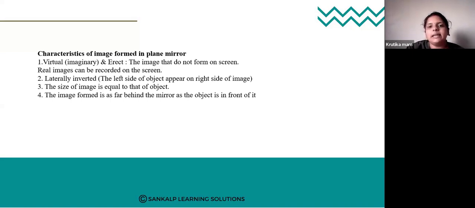It is laterally inverted. Second point nodi, it is laterally inverted. That you already know. Left side if you are lifting, right side kanutte. Right side nodidaga left side kanutte. So that is the laterally inverted image we will get.